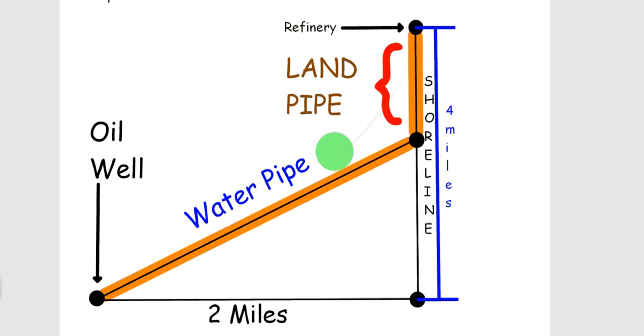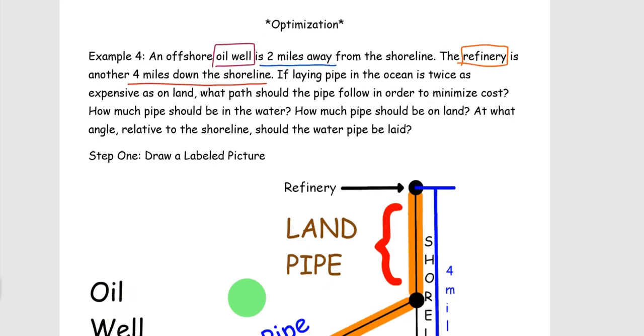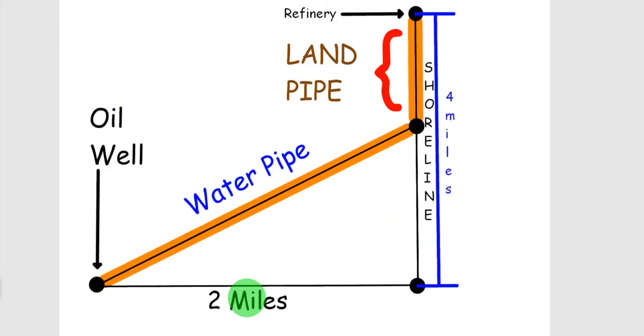And we've labeled everything. Here's our water pipe. Here's our land pipe. Here are our distances we're dealing with. Here's the well, and we need to pump it to the refinery. So a good picture, as I've said before, is thorough and includes all the information that I gave you in the question.